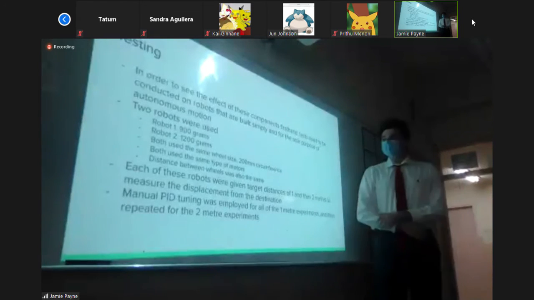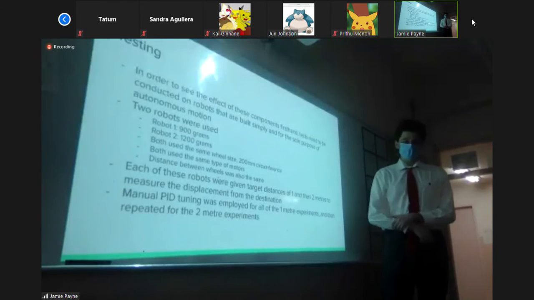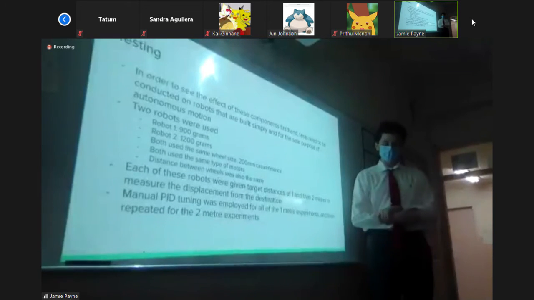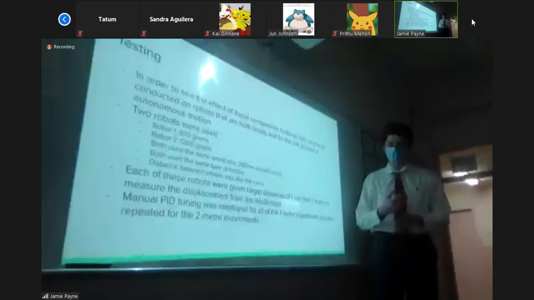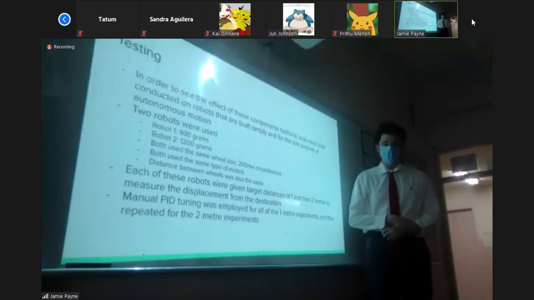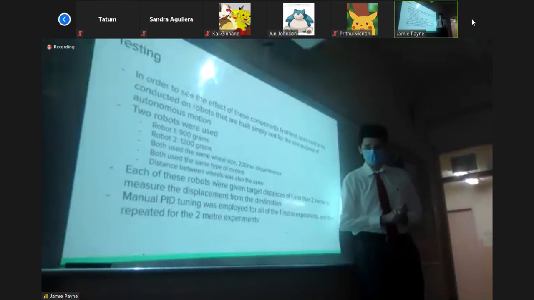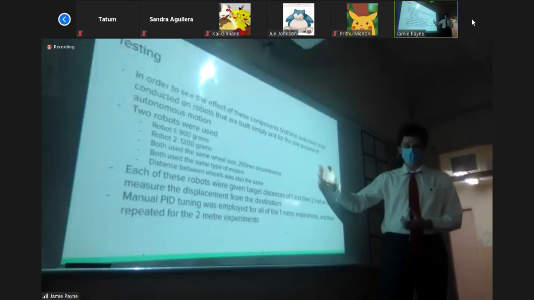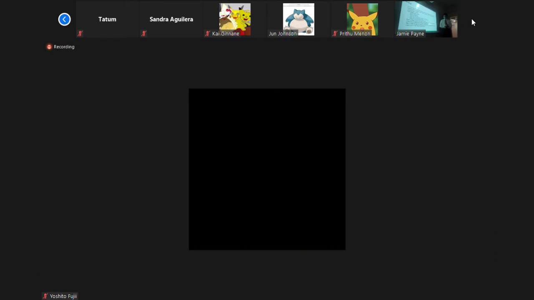So let's move on to testing. In order to see the effect of these components firsthand, testing needed to be conducted on robots that are built simply and for the sole purpose of autonomous motion. Two VexIQ robots, more specifically, were used. One weighed 900 grams and the other weighed 1200 grams.